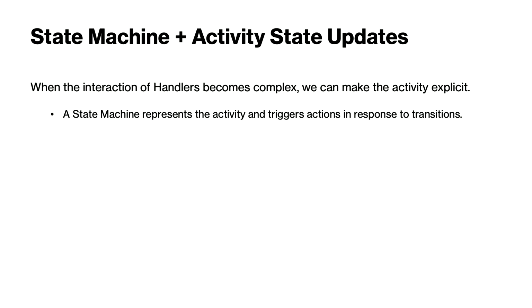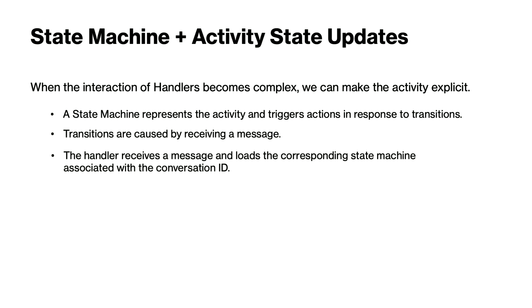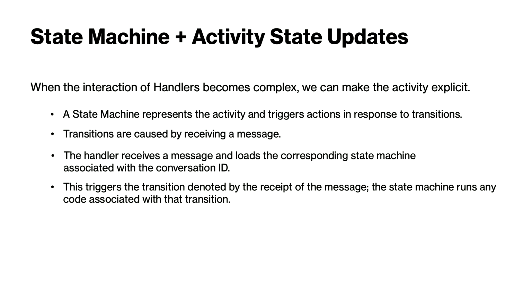So my state machine is effectively what my handlers treat as the activity, and whenever they're signaled, they tell the state machine, oh, this has happened, and the state machine will transition to a new state and may run some code as part of that transition. The state machine typically gets loaded from some kind of correlation ID or conversation ID. You load that one up, and then you adjust the particular state of the state machine.